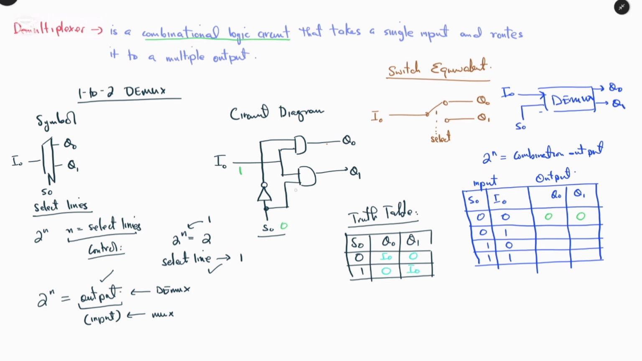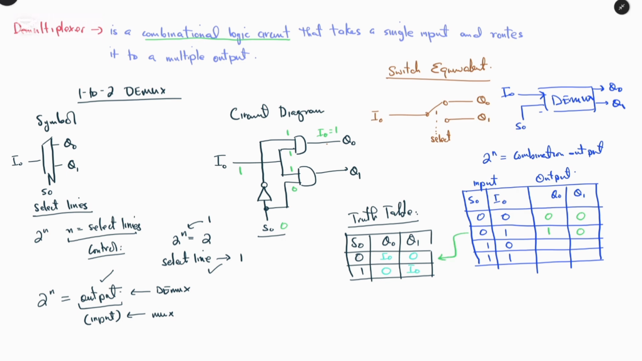That means this will be 0, this will be 1, and this will be 1, and the input is 1. So we know that the I0 will be equal to 1 at the output. Therefore, this will be 1, and by default, from the select lines, this will be 0. So this can be proved using our simplified truth table.